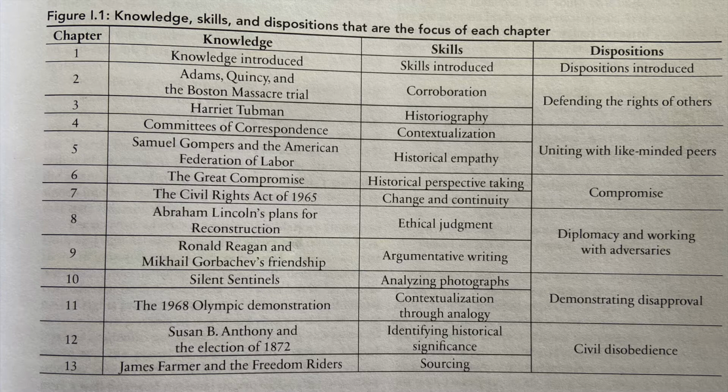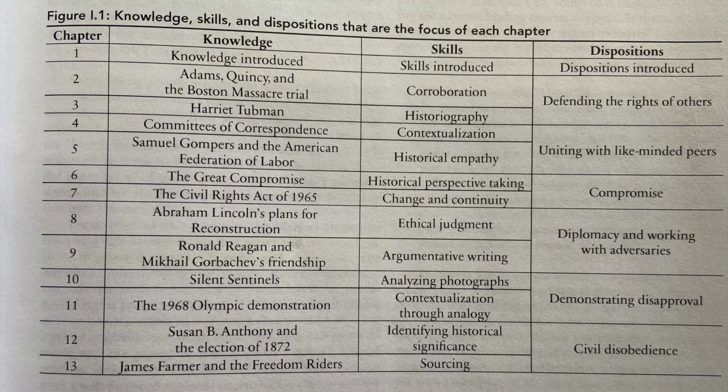In the middle column, we have the skills for each chapter. Chapter 1 provides an overview of what these skills are and how they relate to helping students become more civically engaged. The skills include corroboration, historiography, contextualization, historical empathy, historical perspective taking, change and continuity, ethical judgment, argumentative writing, analyzing photographs, contextualization through analogy, identifying historical significance, and sourcing.